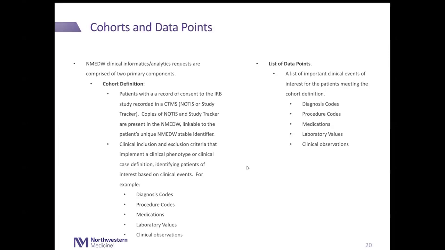There are normally two different kinds of cohort definitions. One is based on consent: patients that are in a particular study and have been consented to the study, whether it's a biorepository study or a clinical trial. The other is clinical inclusion criteria, if you have a HIPAA waiver of authorization, based on clinical criteria. So basically a clinical phenotype or a clinical case definition where you're trying to identify patients based on things like diagnosis codes, procedure codes, medications, and lab values.